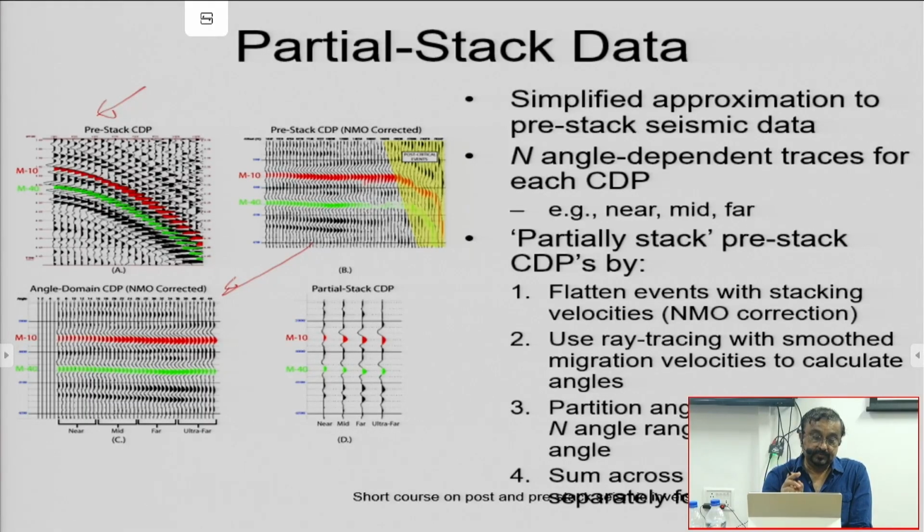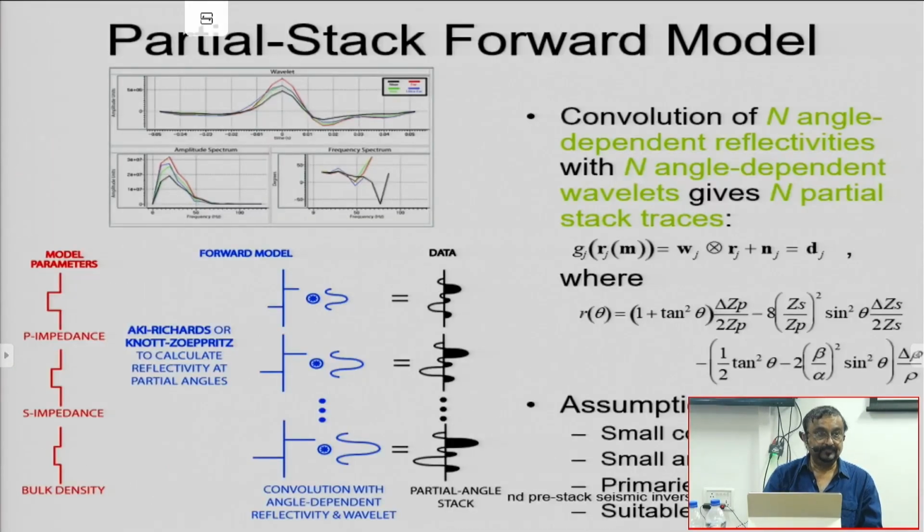Then to improve the signal to noise ratio, we choose some windows. This is your near angle range, this is your mid angle range, this is your far angle range, and this is your ultra far angle range. We stack those. The reason we don't add all the traces is that you can mess up your AVO information, and you don't want to do that. You want to improve your signal to noise, but still keep the AVO fidelity.